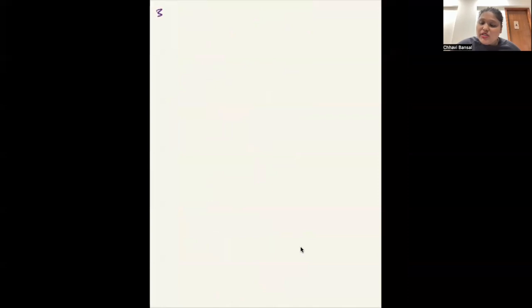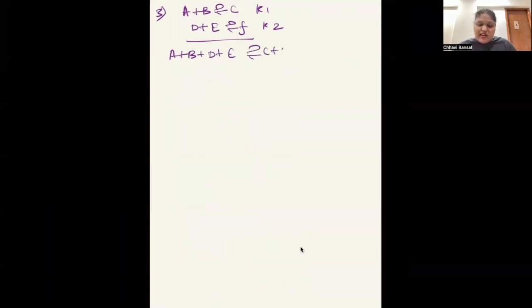And then third, if you add two reactions, means you have A plus B forming C, and D plus E forming F, and this is K1 and this is K2, and you have to find out the equilibrium constant for A plus B plus D plus E forming C plus F. So this net reaction is nothing, it's just the addition of the above reactions. So in such cases, the net equilibrium constant will be the multiplication of K1 and K2. So the equilibrium constant for this reaction will be equal to K1 into K2. Okay. So this is how it can be solved.